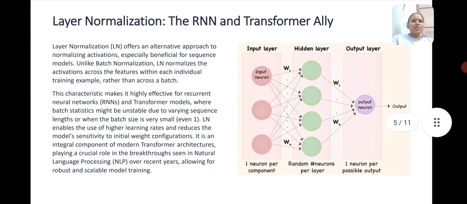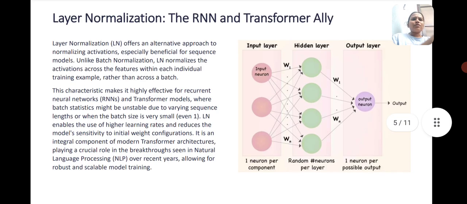Next, let's see what is layer normalization, for RNNs and transformers. The picture on the right clearly shows what is the input layer, what are hidden layers, and what is the output layer. The input layer includes one neuron per component. The hidden layer has a variable number of neurons per layer. The output layer has one neuron per possible output. What is layer normalization, for RNNs and transformers?